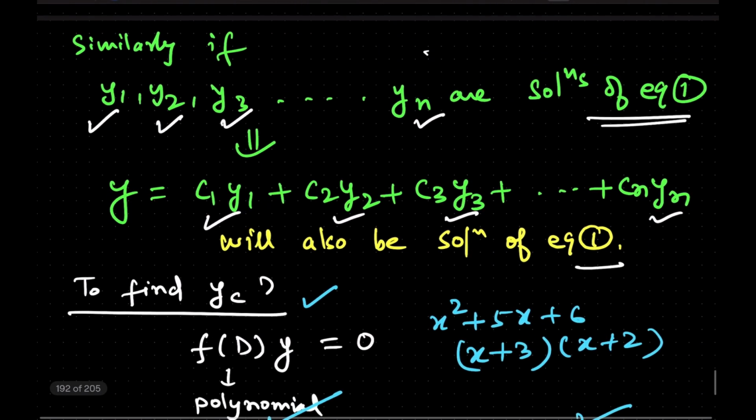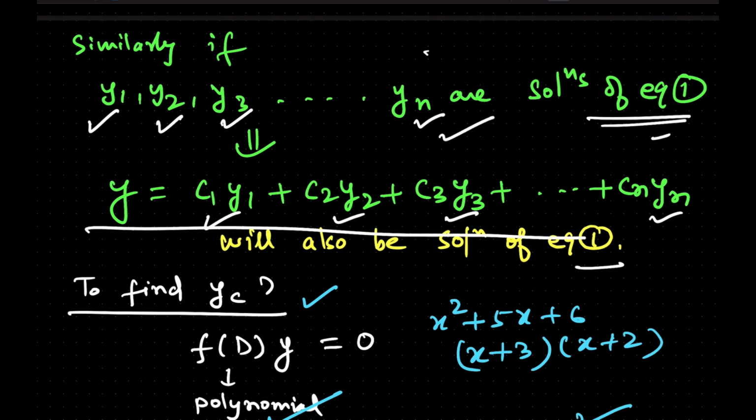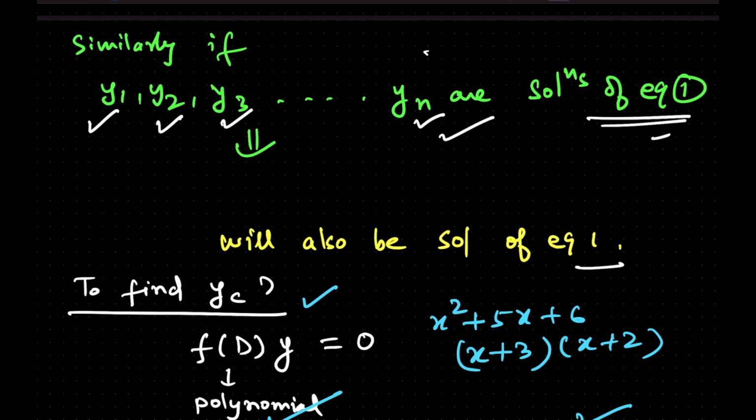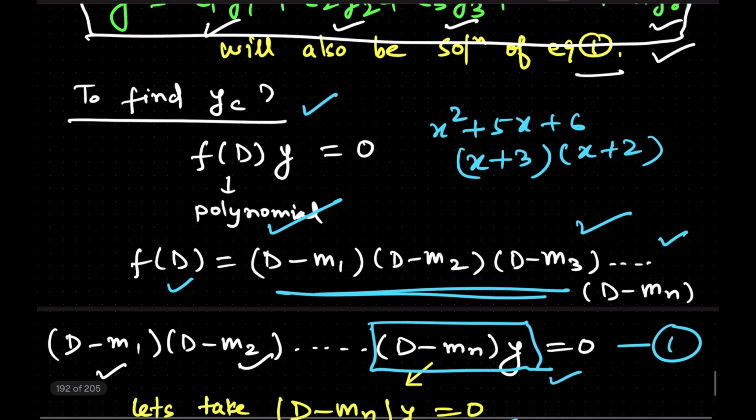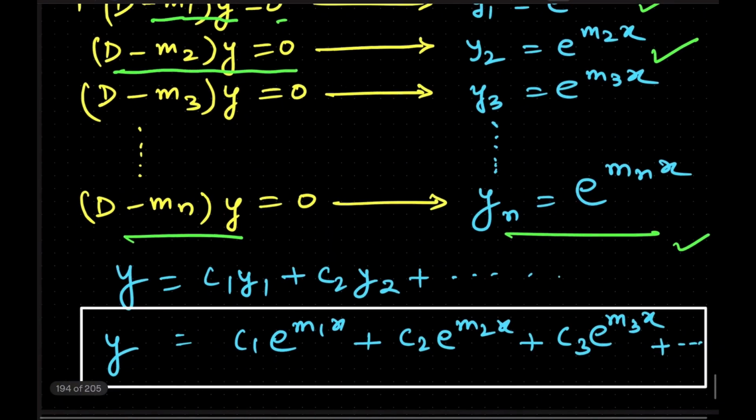y1, y2, y3 and so on till yn are the solutions of equation 1, then their linear combination, that is c1 into y1 plus c2 into y2 plus c3 into y3 and so on till cn into yn, will also be the solution of equation 1. So now we will add this.